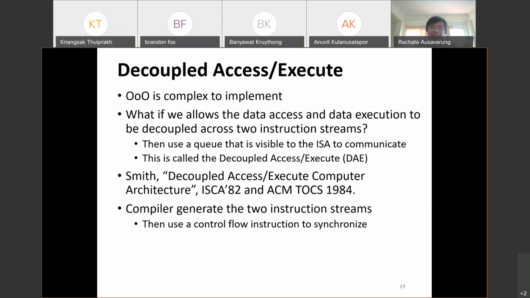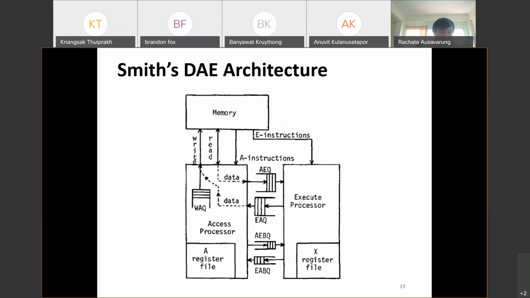But this gather and scatter operation, to me, is kind of similar to the way decoupled access execute works. The access part does the gather and scatter: it gathers the data, it scatters the data back. And then the execute part actually processes the data. So over here is how it works. There's an A instruction and an E instruction. The A instruction is the access. The E instruction is the execute.